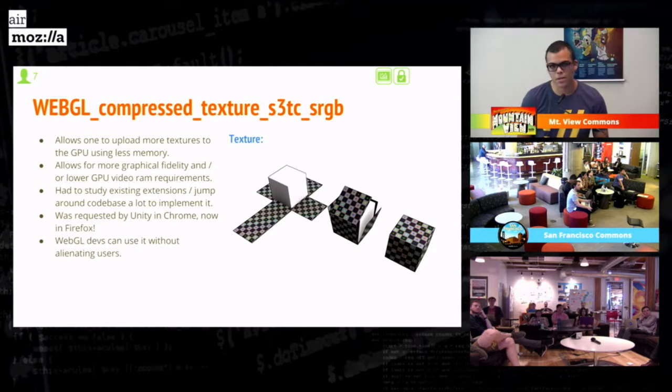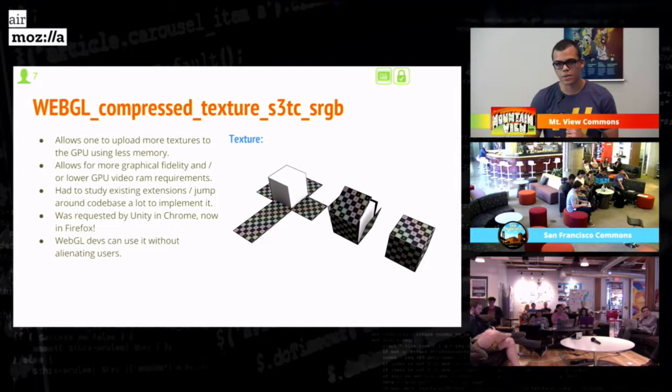And then another thing I got to work on was something called compressed textures, so S3TC sRGB. So textures in computer graphics and in WebGL are just 2D images that we wrap around 3D objects. So in the example over there, you can see if you wanted to put this checkerboard image onto a cube, eventually you have to start with a flat image at some point. So the far left would represent the image before it gets wrapped, and then the right is after. So texture compression allows us to upload more textures to the graphics card, by using less RAM, basically, by compressing them in video memory.